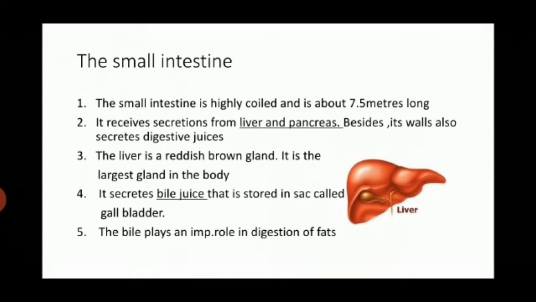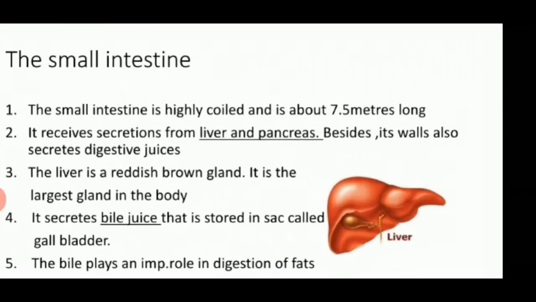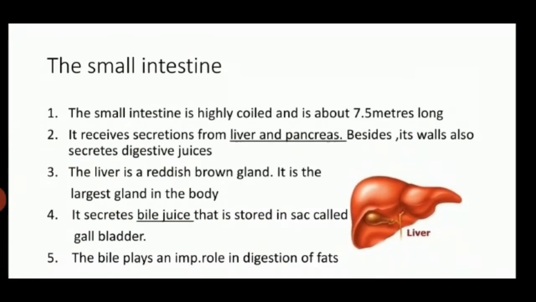The next part of the digestive system is the small intestine, and it is a very important part. The small intestine is highly coiled and is about 7.5 meter long. Look at the length of the small intestine. It is 7.5 meter long. Just remember it, because it can come as a fill in the blank. What is the length of the small intestine?